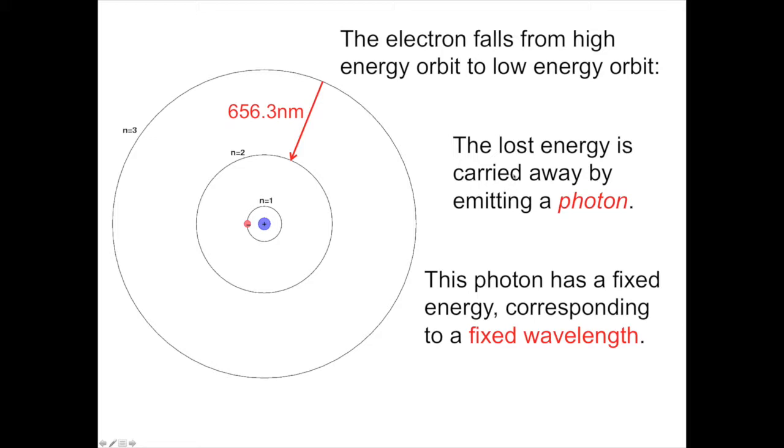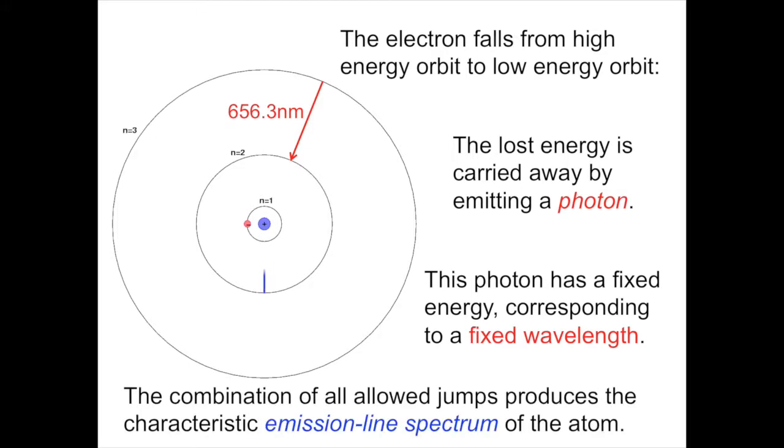That energy is given up by emitting a single photon whose energy is given by the jump difference. This photon will have a fixed energy corresponding to a fixed wavelength. In the case of the electron in hydrogen jumping from the third to the second orbit, it will emit a single photon whose wavelength will be 656.3 nanometers. This is red light. If a jump was to be made, for example, from other levels, you would get different energy differences and therefore emit different energy photons with different wavelengths.